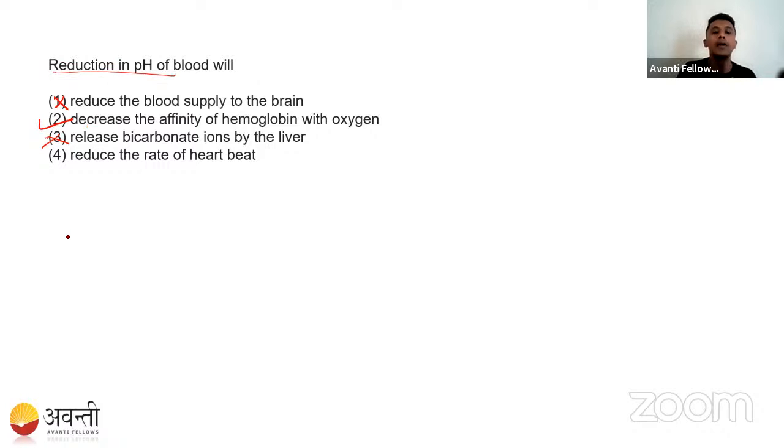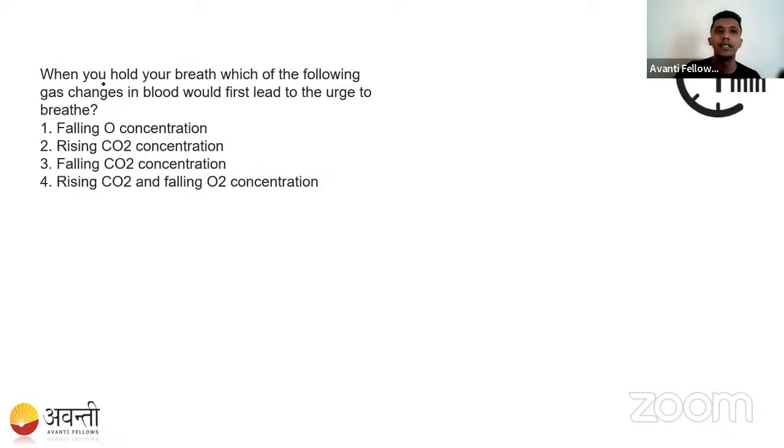So when there is already high carbon dioxide concentration in the blood, your heart is trying to supply as much oxygen as possible to your tissues. That is why the rate increases, not decreases. So our fourth option is also wrong. So our correct option is the second one. Okay, so let us see the next question.